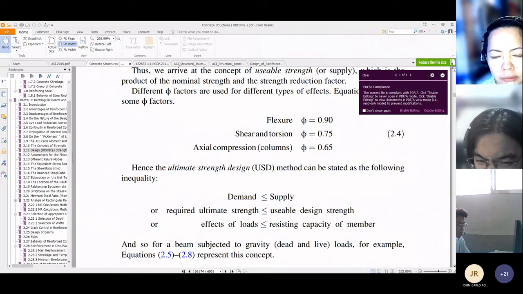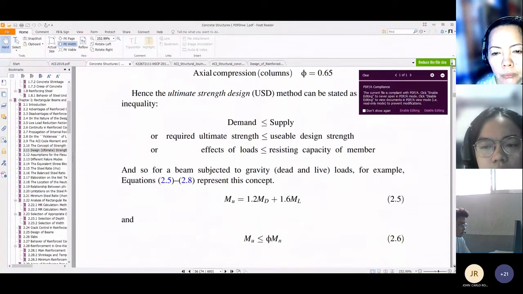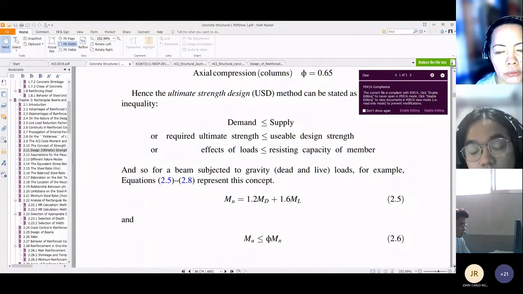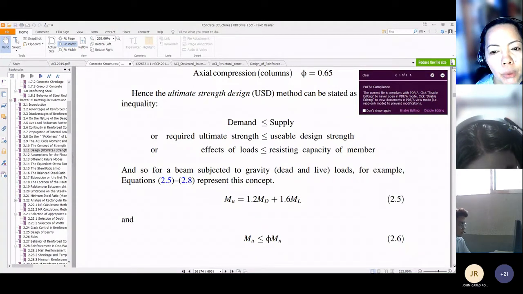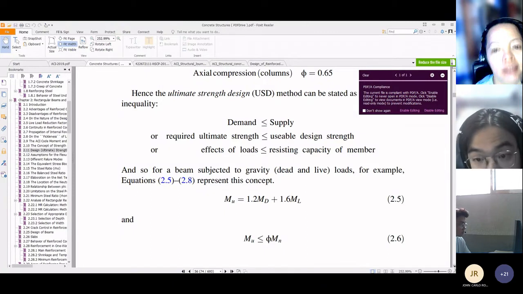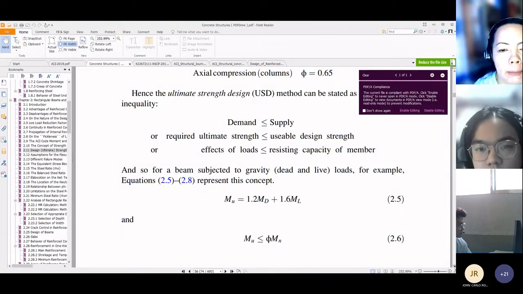So in the ultimate strength design method, there is an inequality. The demand should be less than or equal to the supply, meaning the requirement should be less than or equal to the actual strength. So let's say, for example, you have a requirement of 100 kilonewton meter. For the actual design, it has to be more than or equal to that particular value. So the required ultimate strength should be less than or equal to the usable design strength.